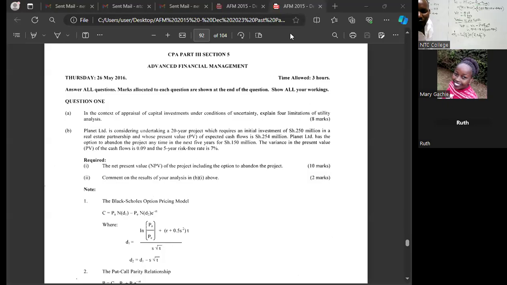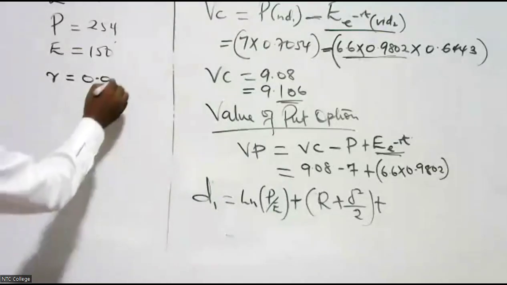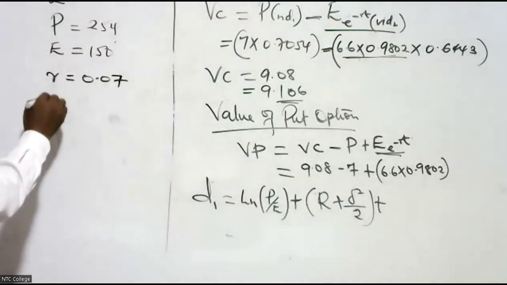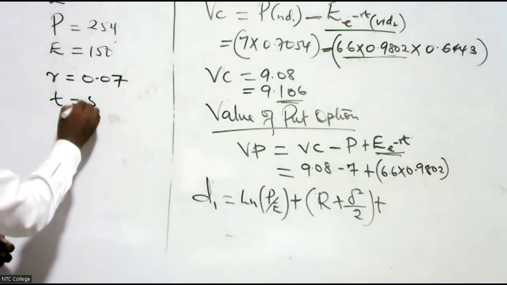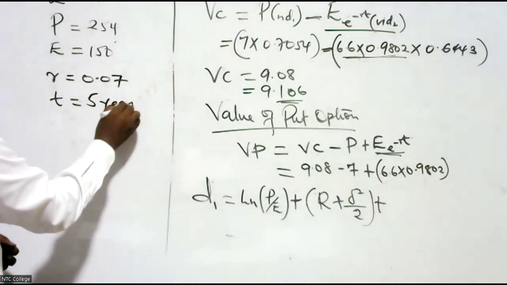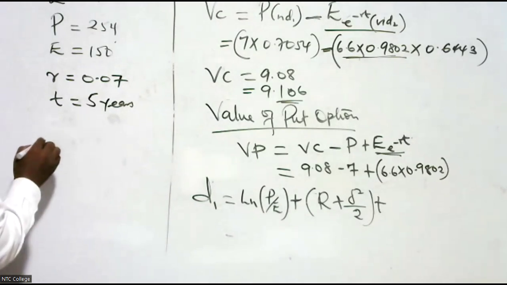R is 0.007. And then what else? T, you are given 5 years here, as an exercise at the end of 5 years. So that is T, 5 years.